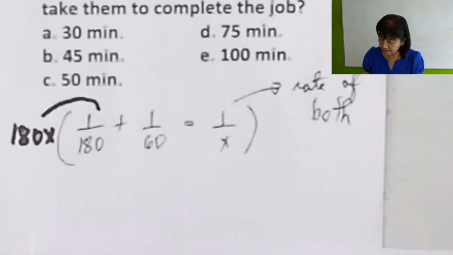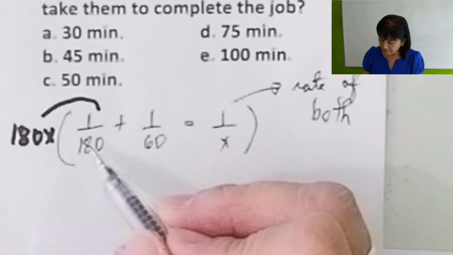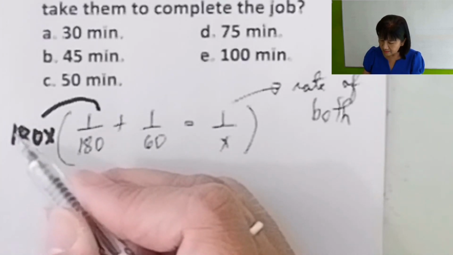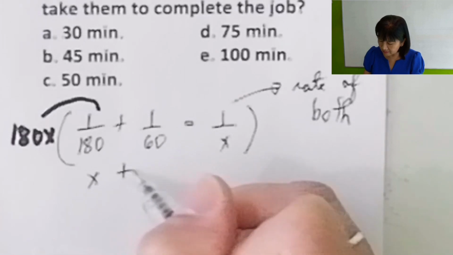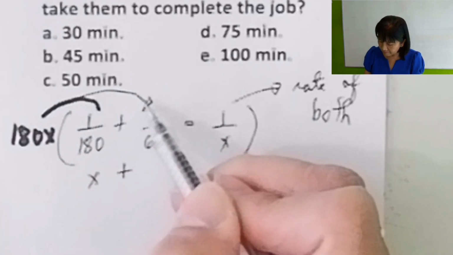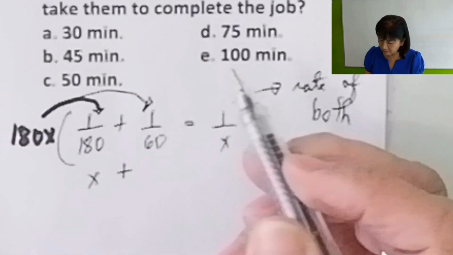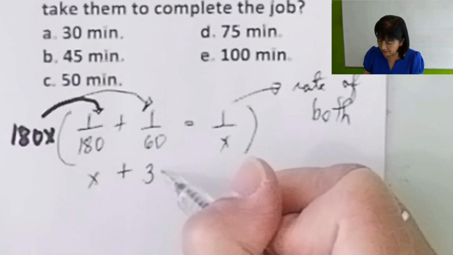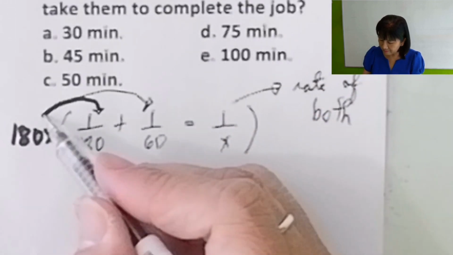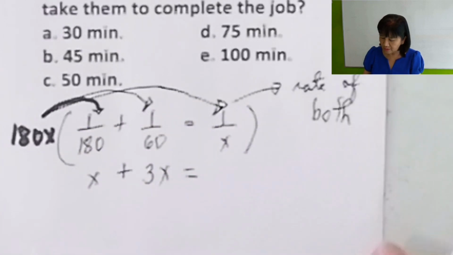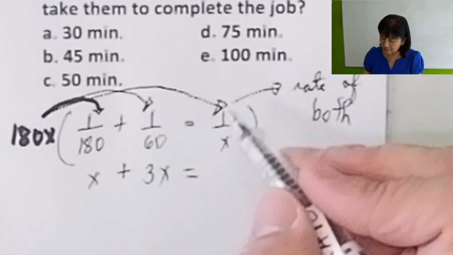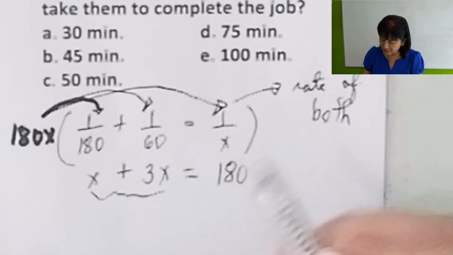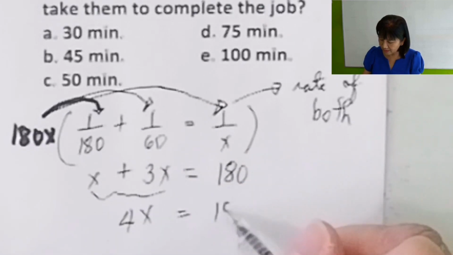So we have here 180x divided by 180 or times 1 over 180. So you cancel this, you're left with x plus. Now you multiply 180x times 1 over 60. 180 divided by 60 is 3x times 1 equals 180x times 1 over x, or 180x divided by x. X cancels, you're left with 180. Then add this, you get 4x equals 180.